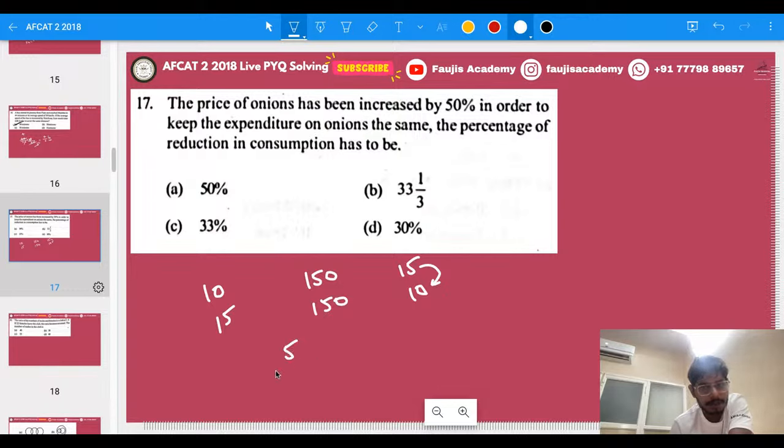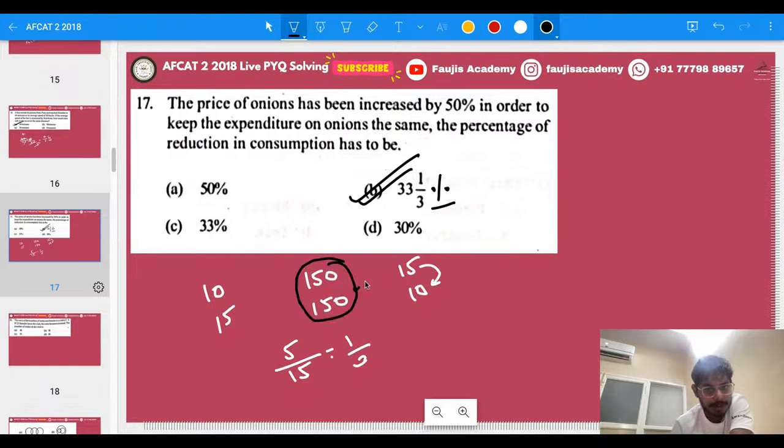So how much are you reducing? You are reducing 5 from 15, right? 1 by 3. 1 by 3 is nothing but 33.33%, right? You guys have to be a little bit smart in picking up this number. 150, you need to understand 10 and 15. If 10 becomes 15, we have to choose a number which is an LCM of both of these numbers. Right? Yeah, that's correct.